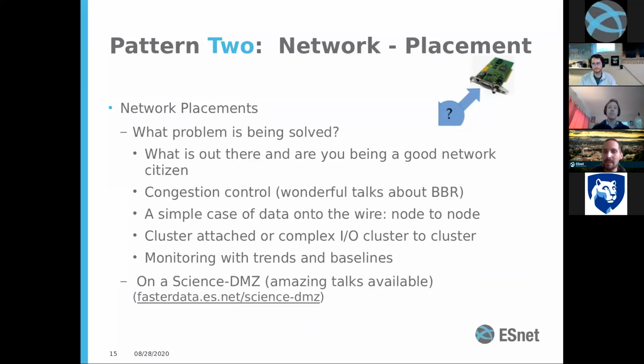Also, when placing a node on the network, you want to see how complex your data transfer is, whether it's a simple node-to-node communication or it requires more complex I/O of clusters talking to other clusters. Depending on that, it can affect your tuning, or maybe there wouldn't be a need for tuning if you are doing a simple node-to-node transfer. And again, monitoring with transit baselines is always your friend, always keeping an eye on what changes and how any change affected what's happening.